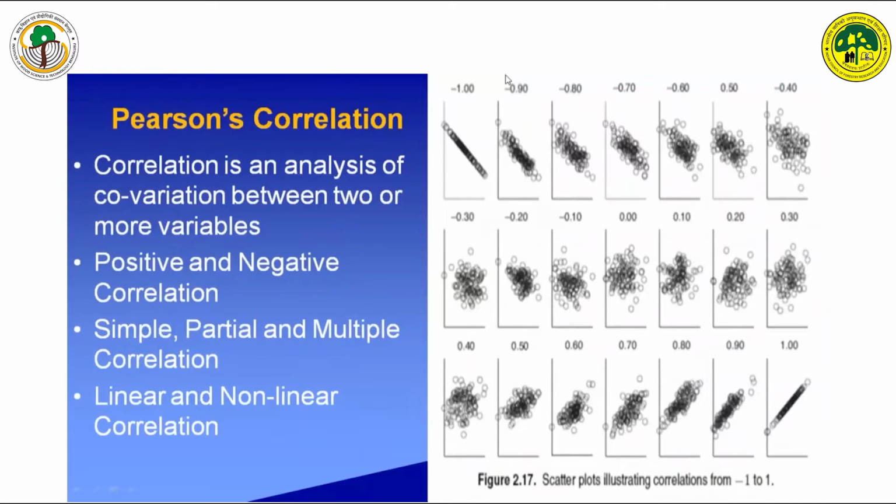And correlation is the association between two variables. With respect to the two variables, there are positive correlation, negative correlation, simple, partial and multiple correlations, and linear correlation. Correlation always lies between -1 and +1. I hope you can see this. Here it is +1, and this is -1. If it is 0.1, you have to reduce it.